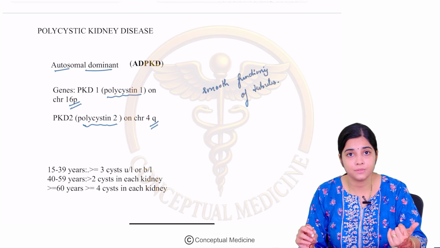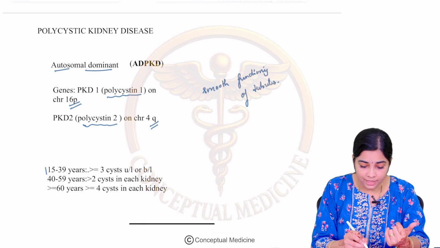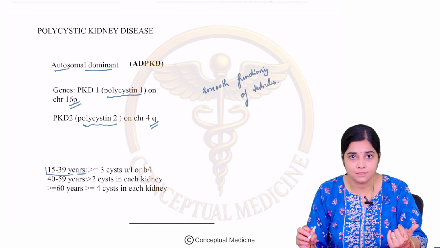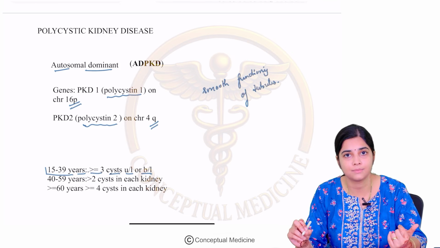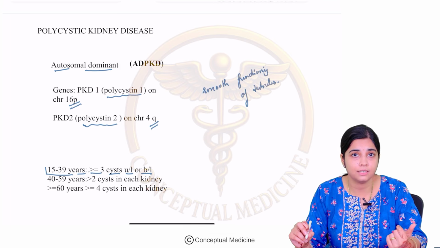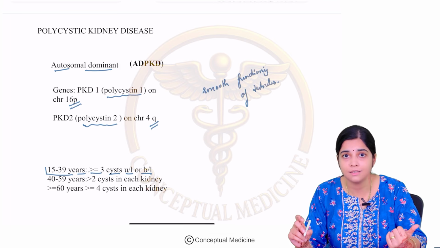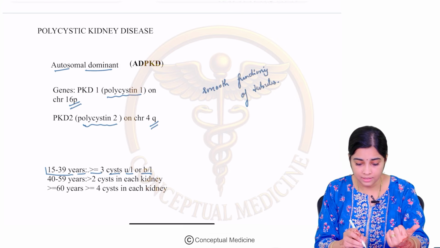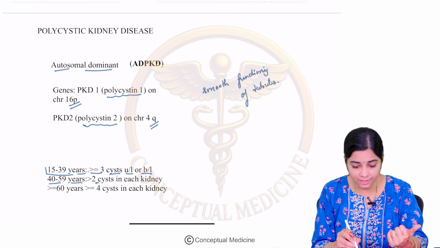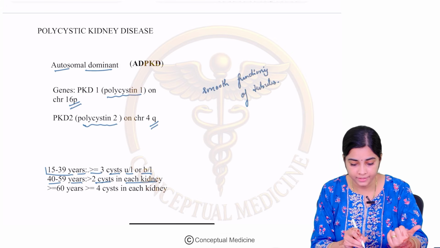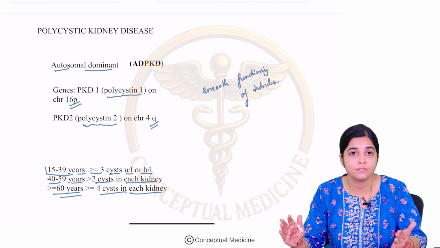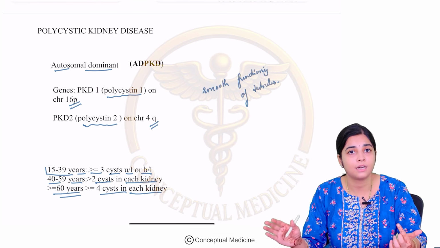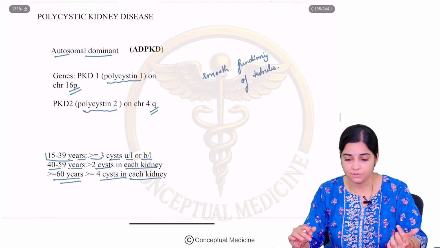So how do you diagnose polycystic kidney disease? At the age of 15 to 39 years, if there are 3 or more cysts in unilateral or bilateral kidneys, then we call it polycystic kidney disease. At the age of 40 to 59 years, if there are 2 or more cysts in each kidney, and above 60 years, 4 or more cysts in each kidney. So it's defined based on the number of cysts on ultrasound examination. Alright, so clear till here.